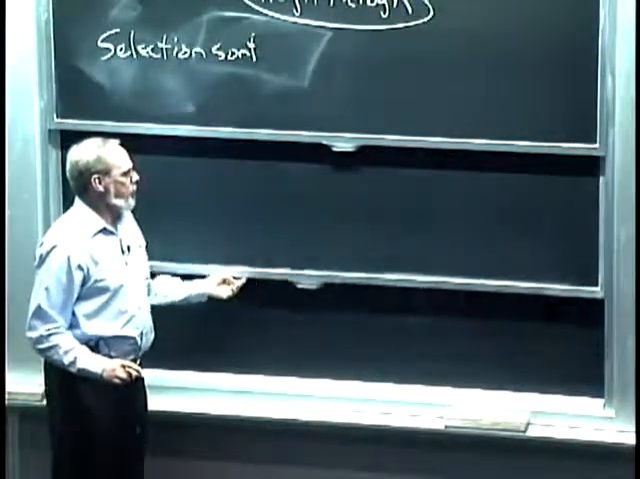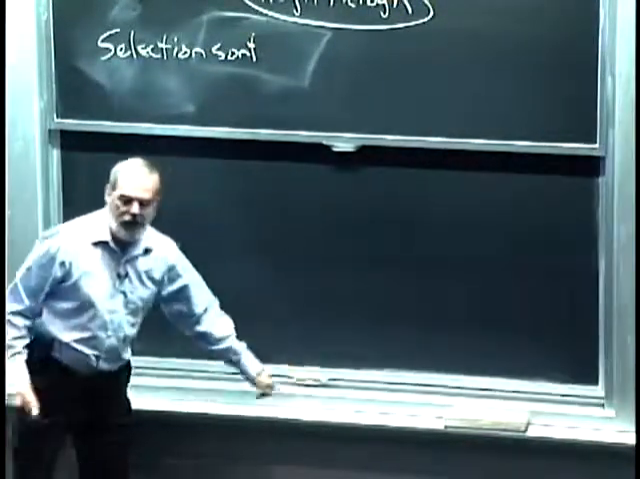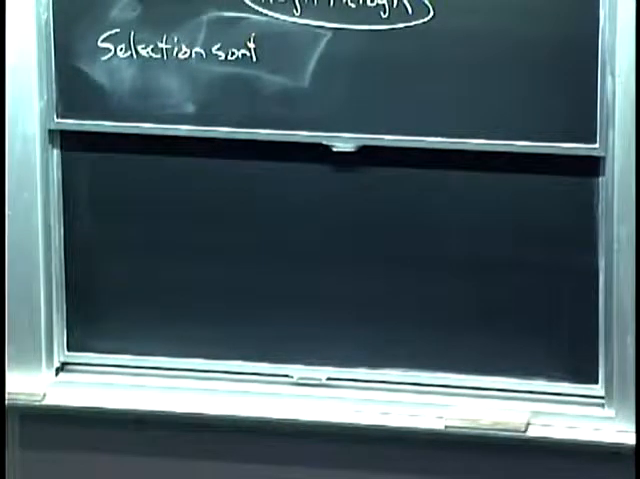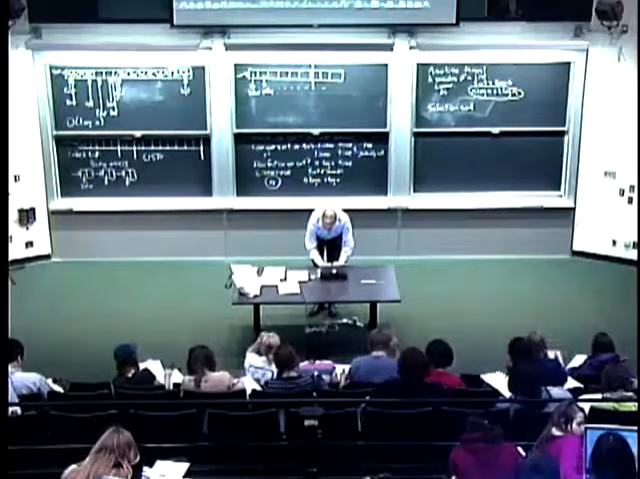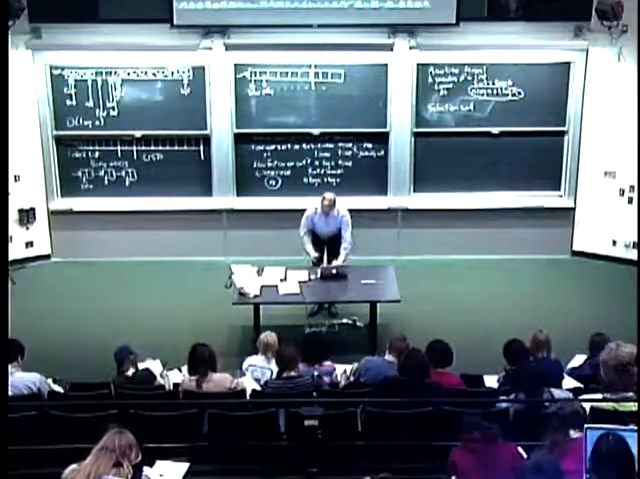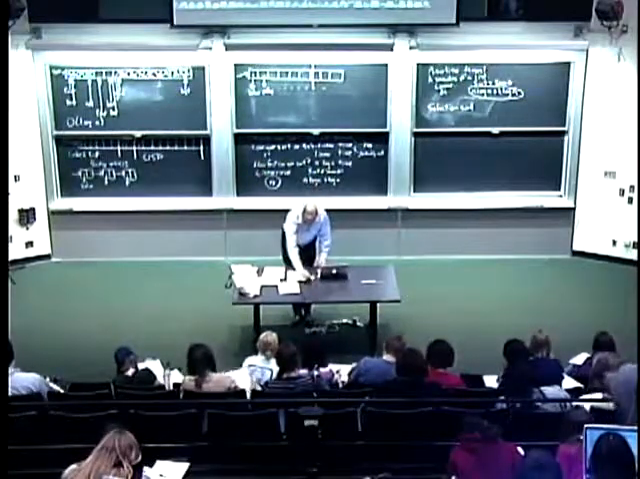It's on your handout, and I'm going to bring the code up here. You can see it. It's called cell sort, just for selection sort. Let's take a look at what this does.